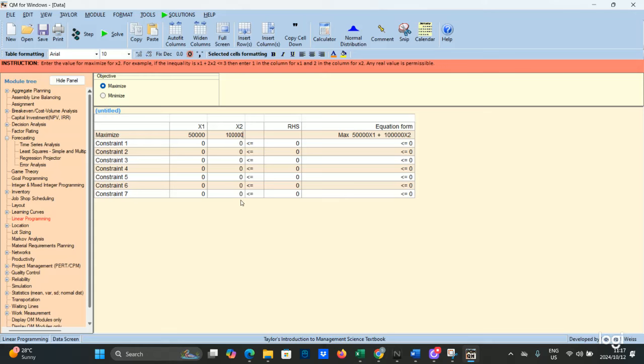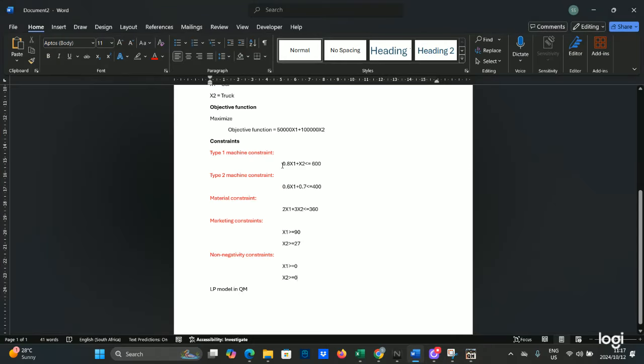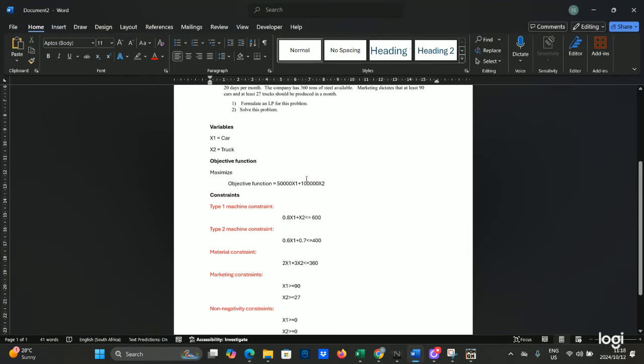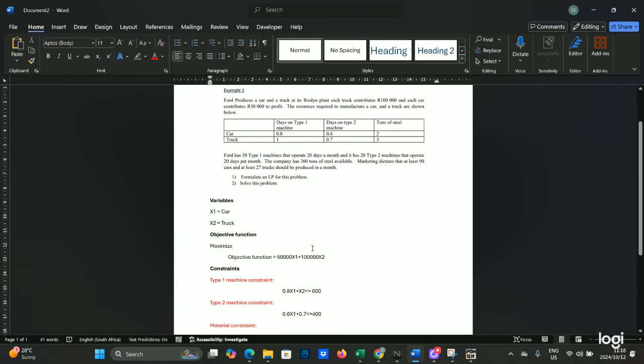And now we start to write our constraints. Our first constraint is our type one machine constraint. I can just label this as type one machine. Naming or titling your constraint helps someone who's analyzing it identify which constraint you're talking about. As I explained when I was formulating this constraint, to produce the car it takes 0.8 days and to produce the truck it takes 1 day.